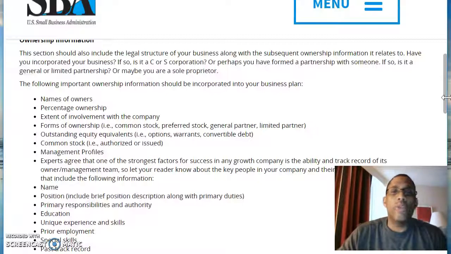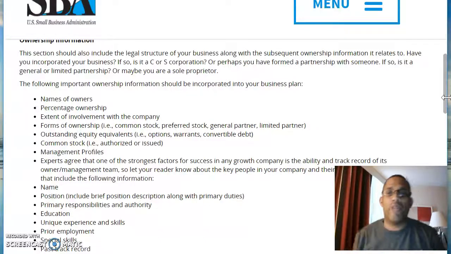Also very important: what type of company is it? Is it an S or a C corp? Is it an LLC? Is it a sole proprietorship? Is it some type of partnership? That must be written specifically in the document.